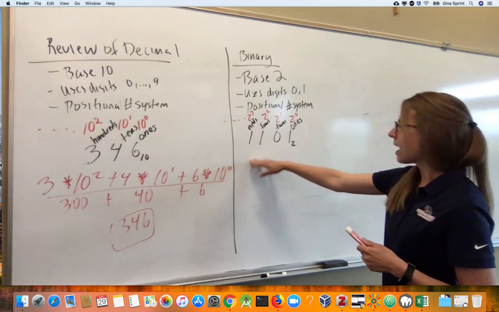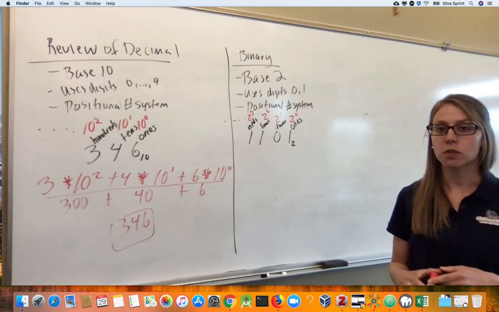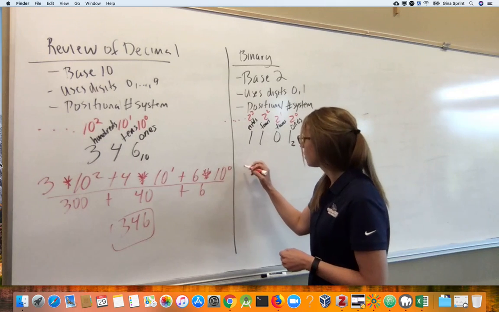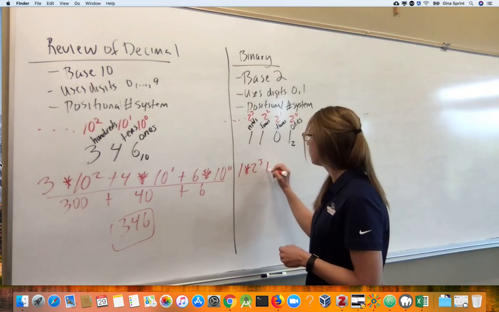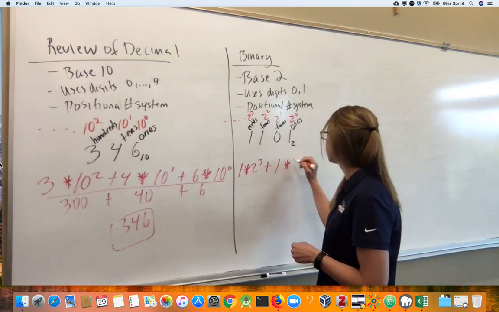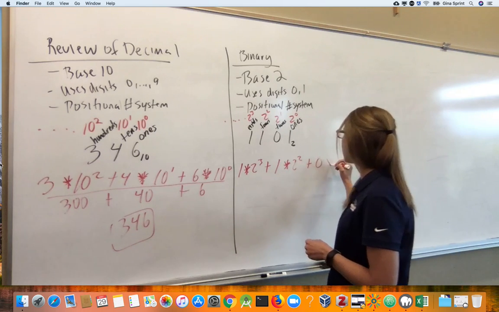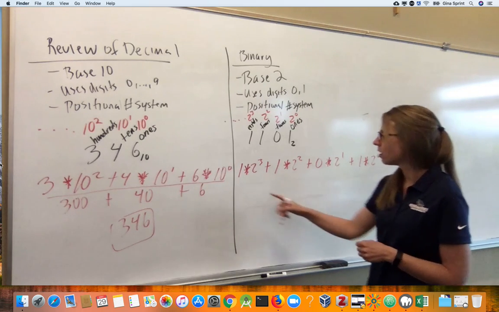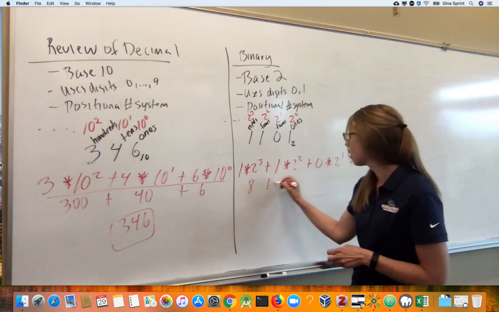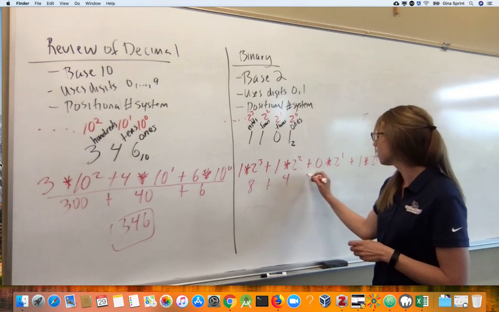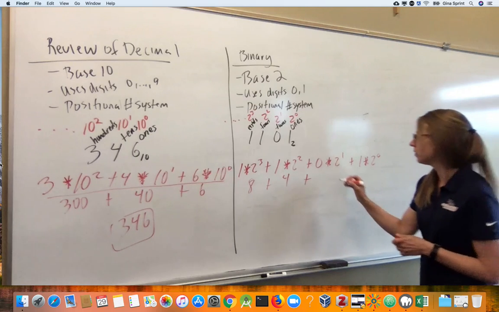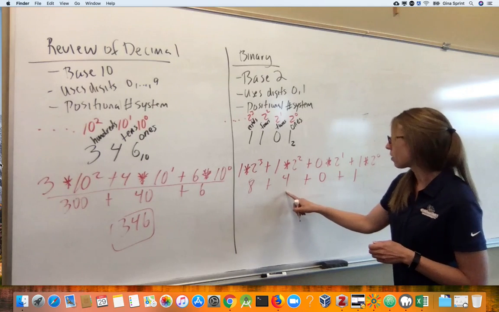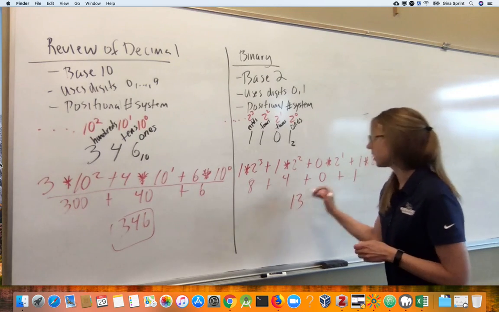We can write this number as a summation of its parts, and then we'll see what this number is in decimal. So this is 1 times 2 cubed plus 1 times 2 squared plus 0 times 2 to the 1 plus 1 times 2 to the 0. 1 times 2 cubed is 8. 1 times 2 squared is 4. 0 times 2 to the 1 is 0. 1 times 2 to the 0 is 1. 8 plus 4 is 12, plus 1 is 13.